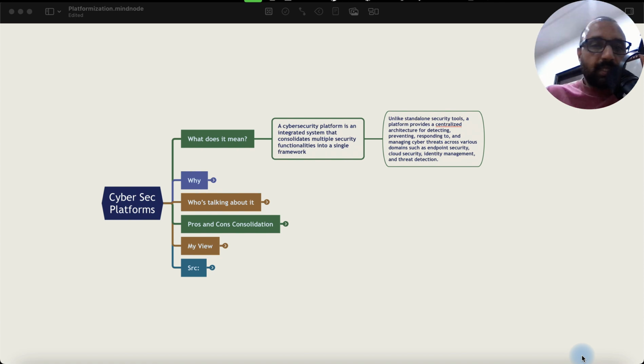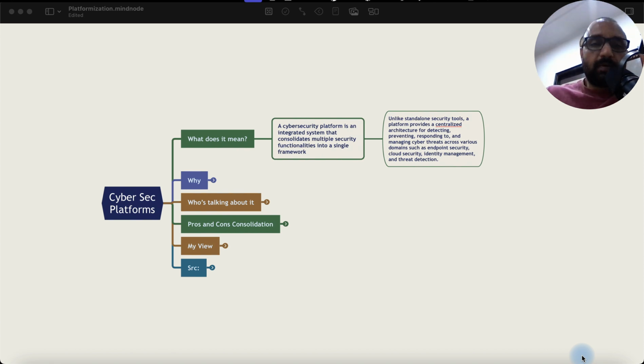So today's topic is cybersecurity platform and the rise of consolidation. The reason I'm doing this topic is that in the last few months, a lot of people have been asking me about this, as well as there are industry trends, there are vendors talking about this. So I thought I'll explain this topic to all of you and my views also.